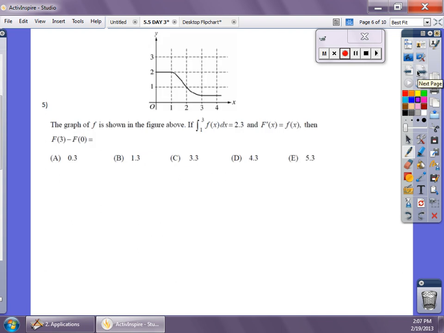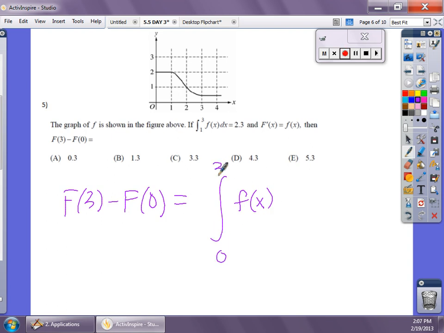Number 5, shown in the figure, I want f of 3 minus f of 0. How would that be related to the f of x function? Well, if you take the integral of f of x from 0 to 3, that would give you big F of b minus big F of a.